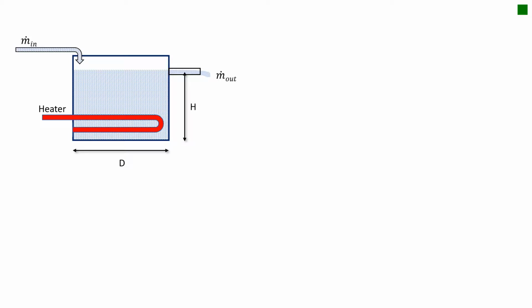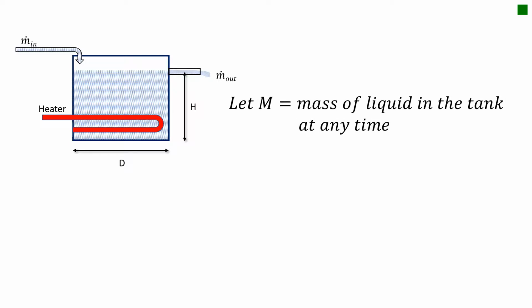So let's put some dimensions and variables onto our figure. The mass flow rate in, m dot in, will be the stream coming into my tank. That leaving we'll call m dot out. I'll say that the height of the outlet port on my tank is letter H, and the diameter of my tank is letter D. We'll use capital letter M as the mass of the liquid in the tank at any time.